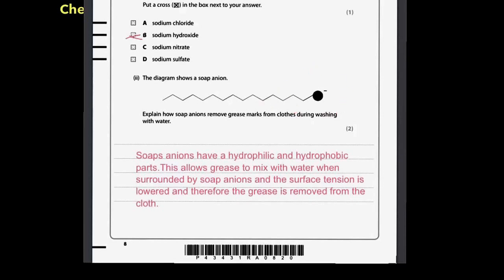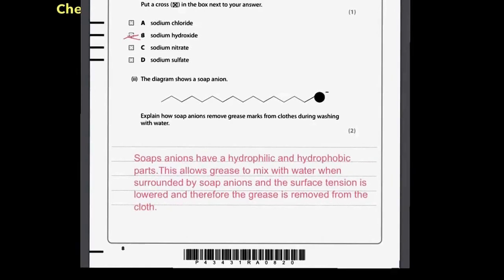So it says, explain how the soap anion removes the grease marks from the clothes washing with water. So to get the 2 marks, we need to say the soap anion has a hydrophilic and a hydrophobic part. This allows grease to mix with the water when surrounded by the soap anions, and the surface tension is lowered, and therefore the grease is removed from the cloth. And this is what you need to say about the hydrophilic and the hydrophobic parts, which are the most important. Also mention that the surface tension is lowered, and this is how it works.